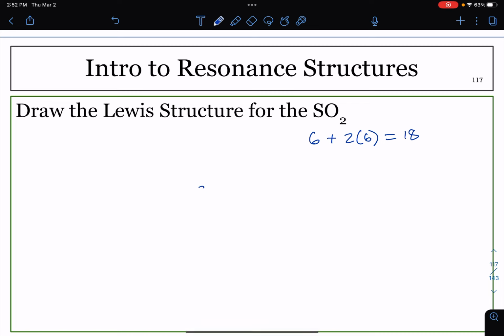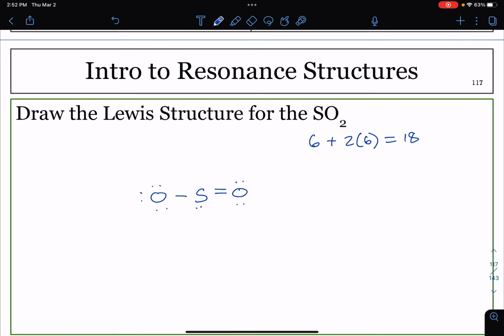So we're going to put sulfur in the middle, and we're going to just start by single bonding the oxygens. We have placed 4 electrons so far. 6, 8, 10, 12, 14, 16, 18. So we have a total of 18 valence electrons. Sulfur does not have an octet the way it's written, so we're going to take a lone pair from oxygen and place a double bond here.